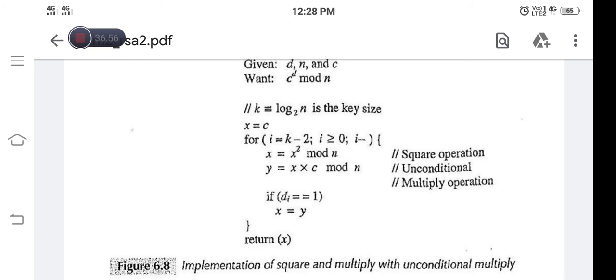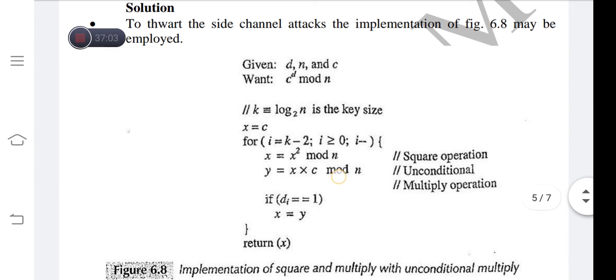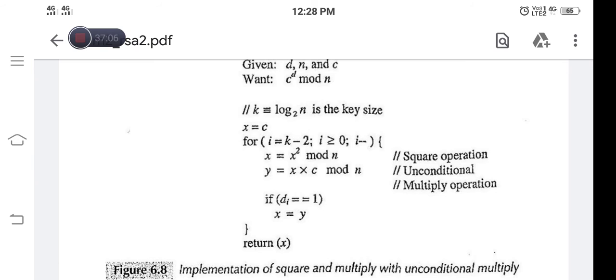So each time a fault is injected in a multiply instruction of a different iteration. In each iteration the fault will be injected. So the result of the decryption is compared to the correct value without the faults. Okay, the comparison will be done. If the result does not match the correct value, the attacker infers that the bit of the decryption key is a 1.